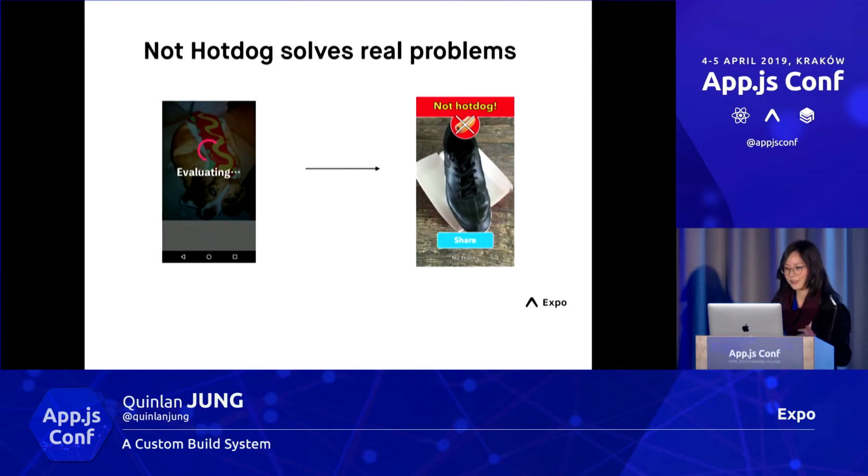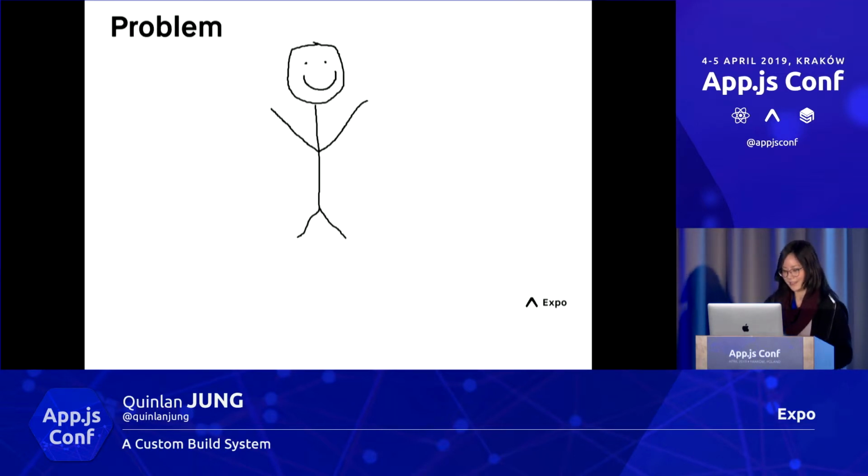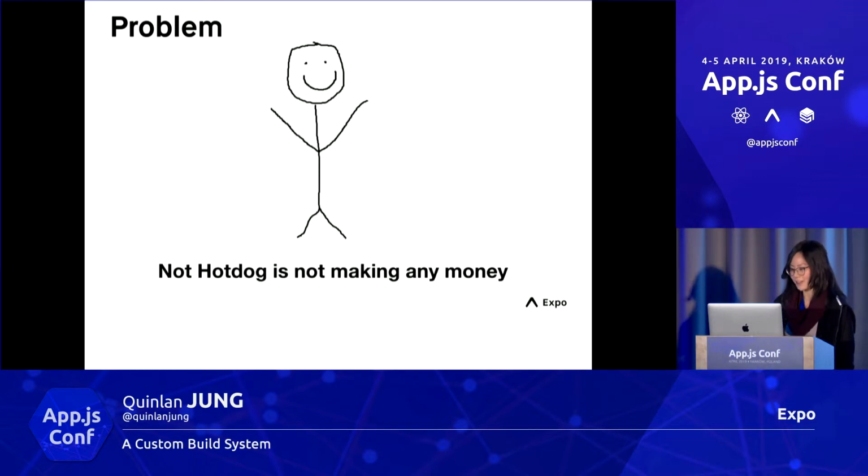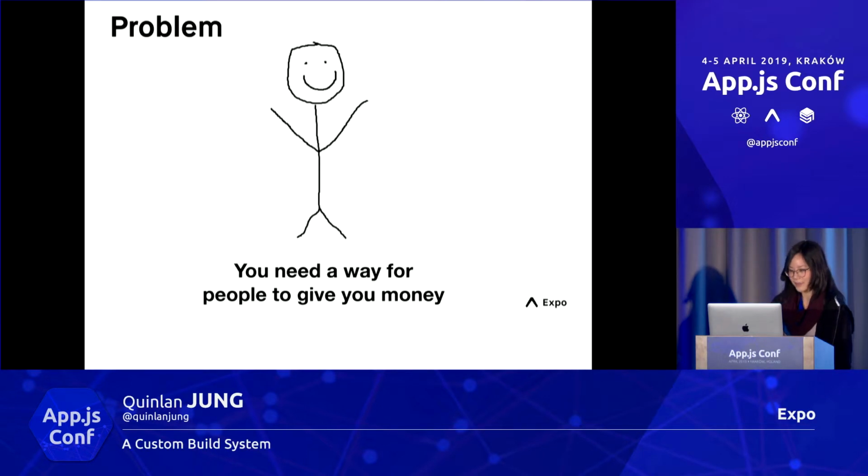All right. So also recall that not Hot Dog solves real user problems. But that's not really the issue here. You sit down and think to yourself that not Hot Dog is not making any money. And that's usually a prerequisite to become a unicorn. You need to make money somehow. And you need a way for people to give you money.